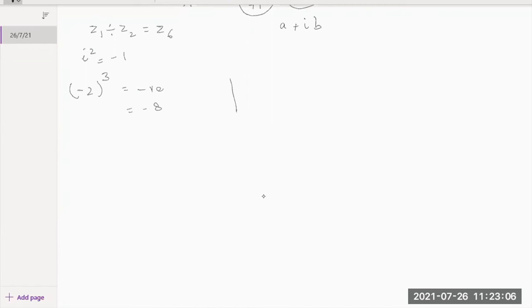Similarly, now let's see. I have the same number minus 2, but this time I'm raising it to the power of 4. This is an even number.